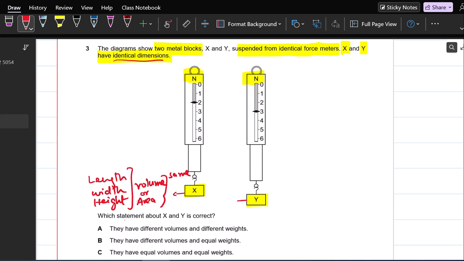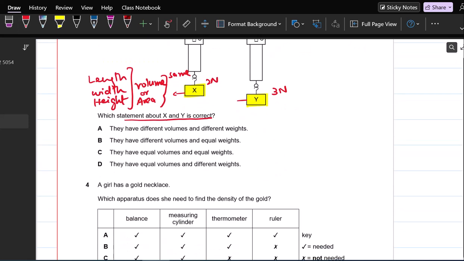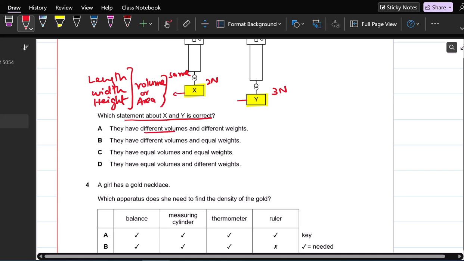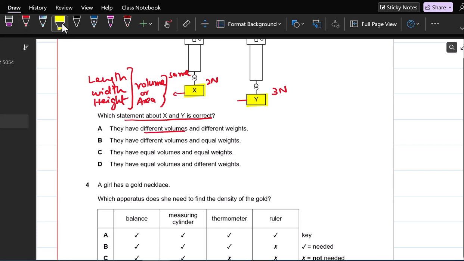So here they are asking which statement about X and Y is correct. You can see the weight is different, or you can say the force is different. One has 2 newton, the other has 3 newton. In the options they are saying they have different volumes. No, not possible, because the volume and area, I said, would be the same, because the length, width and height, these dimensions, are the same.